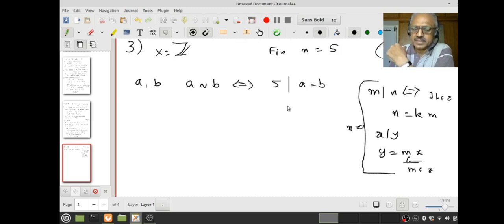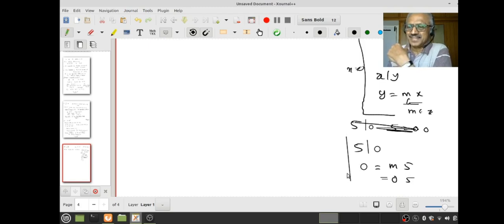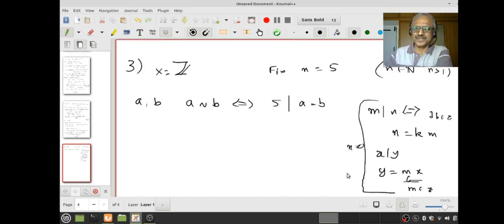Is that all right? Now the first thing: does 5 divide 0? Because I can write 0 as 0 times 5. Do you understand that? I'm very sorry, I get carried away. Does 5 divide 0? I would write 0 as some m times 5, so this m I can take to be 0. Okay, I'm sorry for the goof.